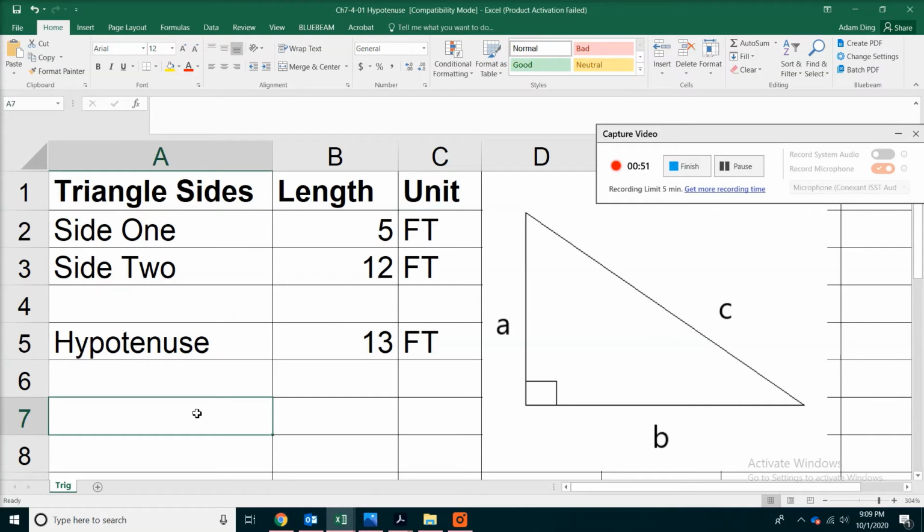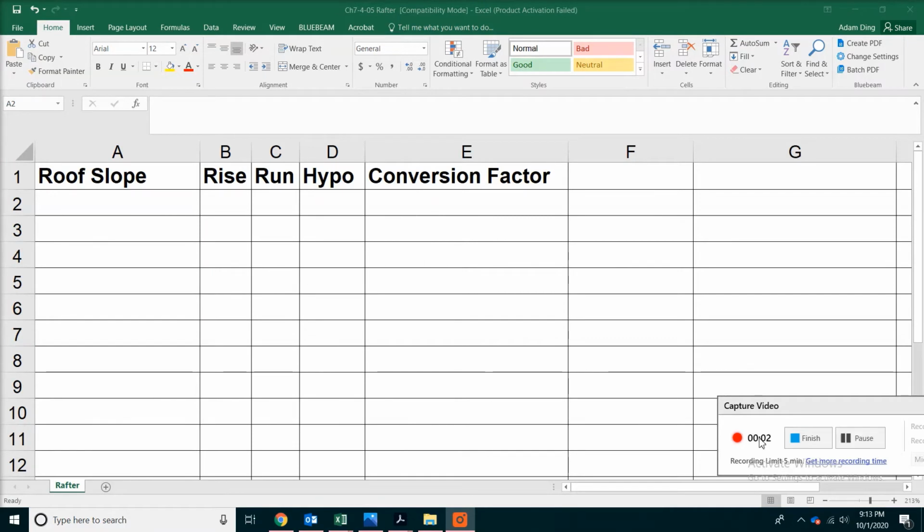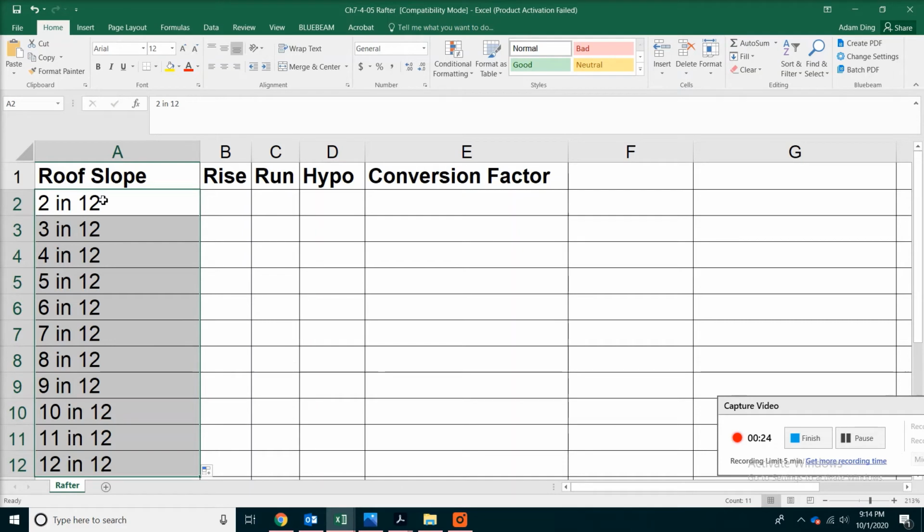So let's do the conversion factor. Essentially, you're taking your 13 divided by 12. That is the conversion factor we have. Let's calculate more conversion factors depending on the roof slope. To start, we're going to type 2 in 12. Now drag this down. We're looking at all kinds of roof slopes now.